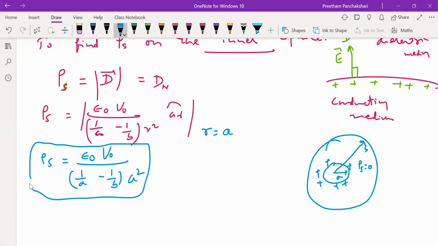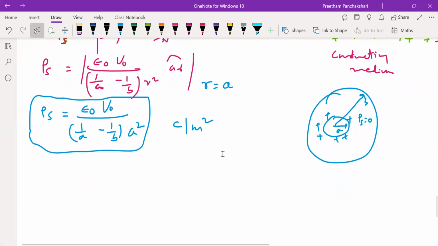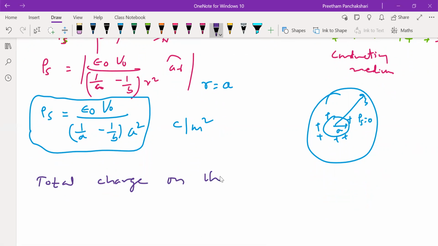Rho S is a scalar. The modulus of unit vector is 1 coulomb per meter square. This is the surface charge density of the inner sphere. Next, we shall find the total charge stored on the inner sphere.